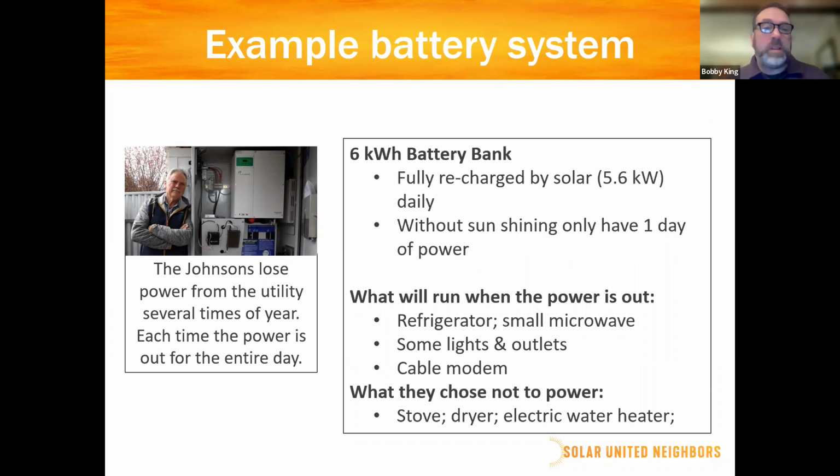And what to run: a refrigerator, small microwave, some lights and outlets, and a cable modem. So when you get a battery, they'll create a circuit in your house that the battery powers, and you'll put the things that you want to maintain power on that circuit. Anything that creates heat, like a stove, dryer, or electric water heater, is a big user of electricity. Usually those wouldn't be something that you choose to power with your battery.